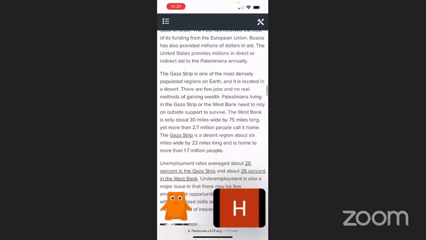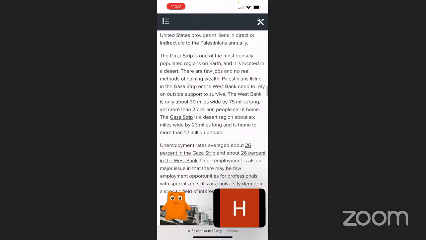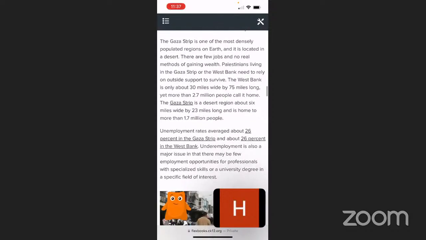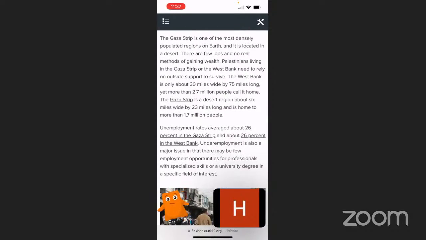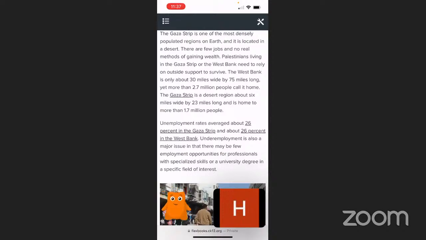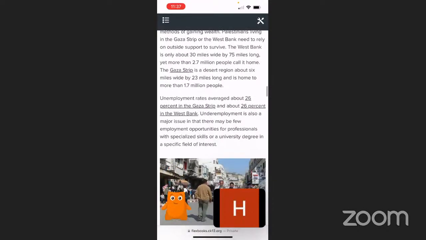The Gaza Strip is one of the most densely populated regions on Earth, and it's located in the desert. There are few jobs and no real methods of gaining wealth. Palestinians living in the Gaza Strip or the West Bank need to rely on outside support to survive. The West Bank is only about 30 miles wide by 75 miles long, yet more than 2.7 million people call it home. The Gaza Strip is a desert region about 6 miles wide by 23 miles long, and it's home to more than 1.7 million people.